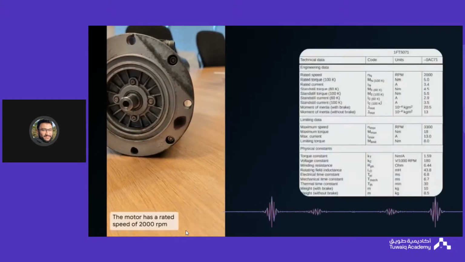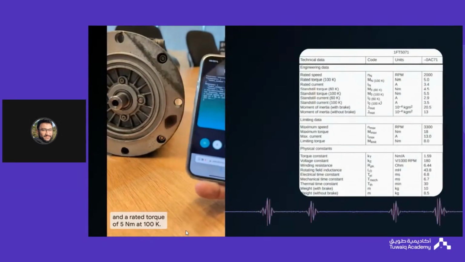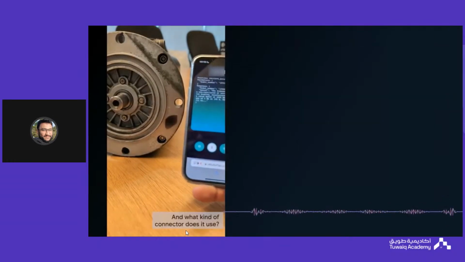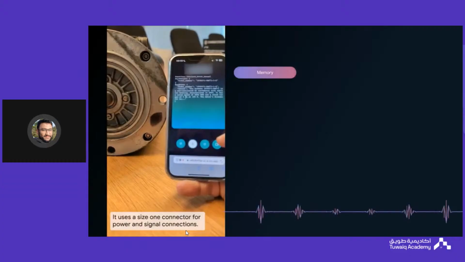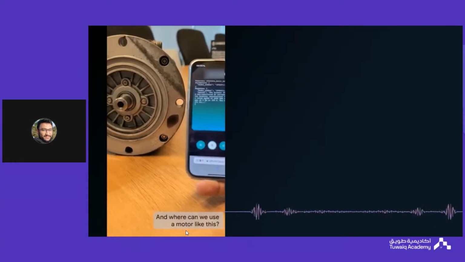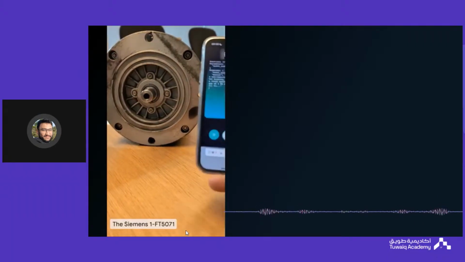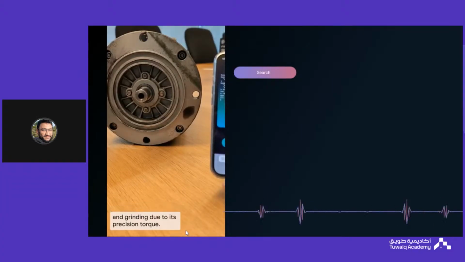The motor has a rated speed of 2,000 RPM and a rated torque of 5 Newton meters at 100 K. And what kind of connector does it use? It uses a size 1 connector for power and signal connections. And where can we use a motor like this? The Siemens 1FT5071 is widely used in CNC machines like lathes, milling machines, and grinding due to its precision torque.